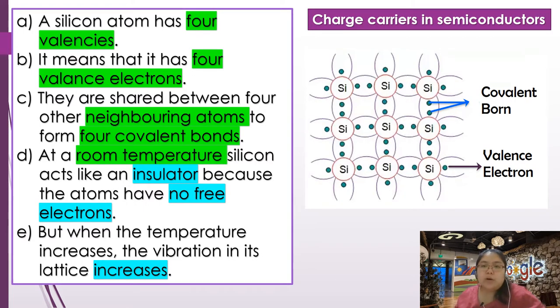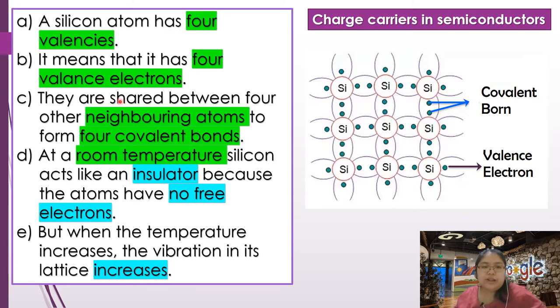Now we go through the semiconductor. Let's see the diagram here. This one is silicon. You can see the covalent bond and also the electron. Let me explain about the charge carriers in the semiconductor. First, the silicon has four valence electrons surrounded by the atom.